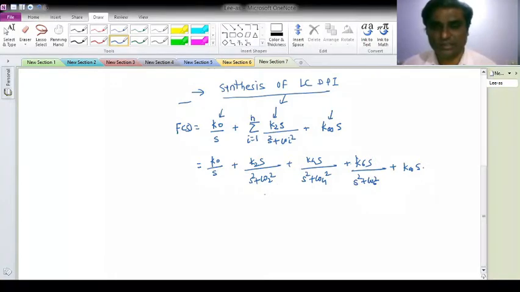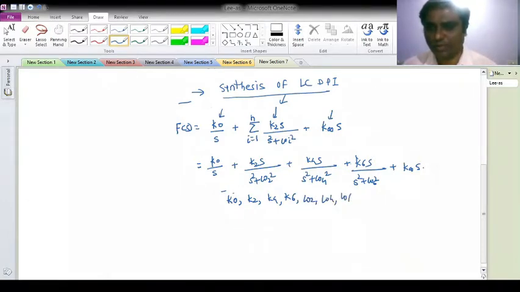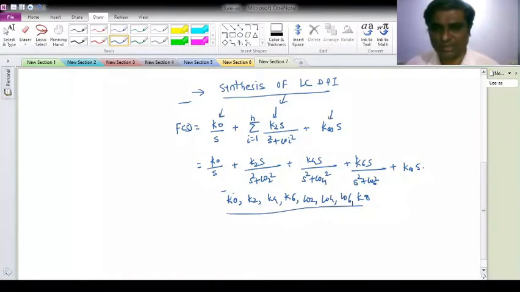Now if I look at this generalized form, how many parameters are there? One is k0, second is k2, k4, k6, then omega 2, omega 4, omega 6, and k infinity. Okay, so how many parameters are there? 1, 2, 3, 4, 5, 6, 7, 8. So there are 8 parameters.